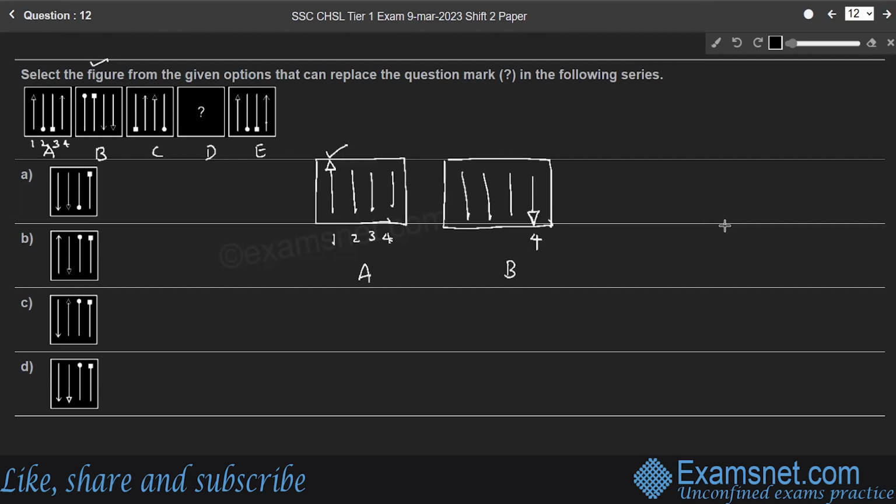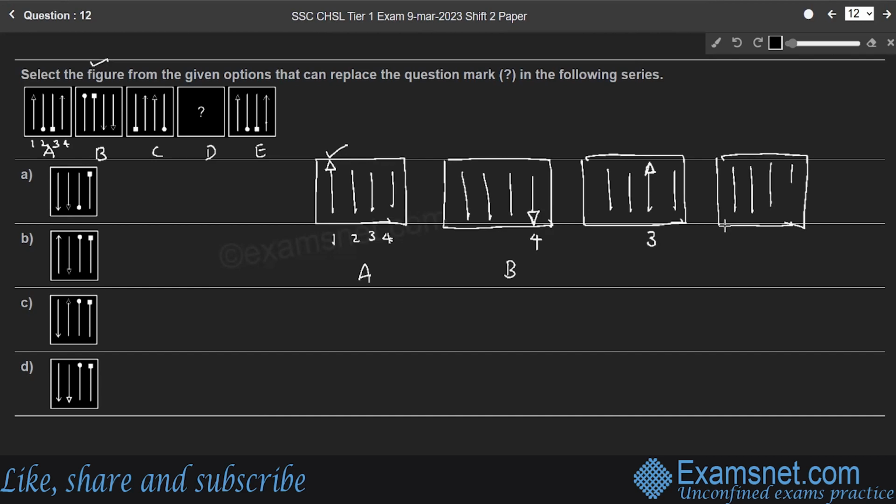So consider the third figure. In the third figure, the position of the line with the triangular portion should be the third position, its previous place, and the direction should be upwards. Therefore, in the fourth figure, the position of the line with the triangular portion should be the second position and the direction should be downwards, right?